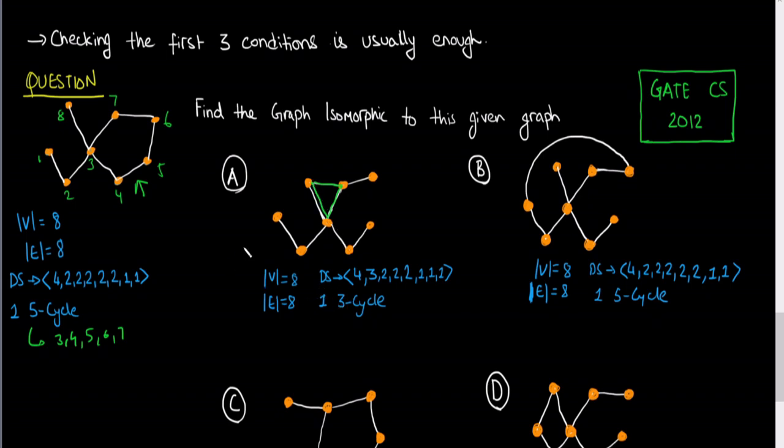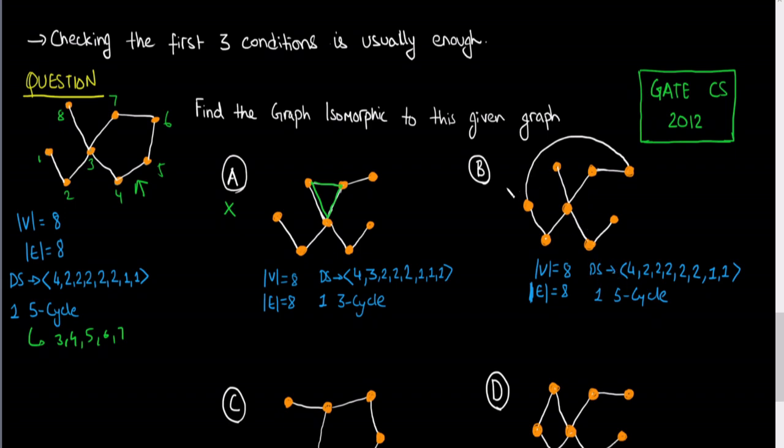Now comparing, we see that the number of edges and vertices are the same, but your degree sequence and the number of cycles of particular length are different. So that means that option A is not isomorphic. Now let's check for option B. You see that your number of vertices are 8, edges are 8, and the degree sequence is mentioned. You can check that out. It is correct, what I've written.